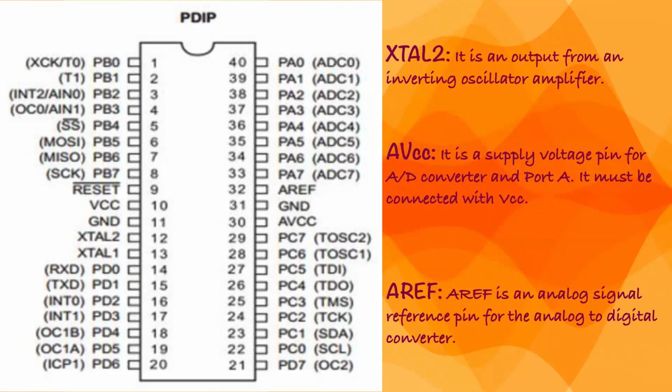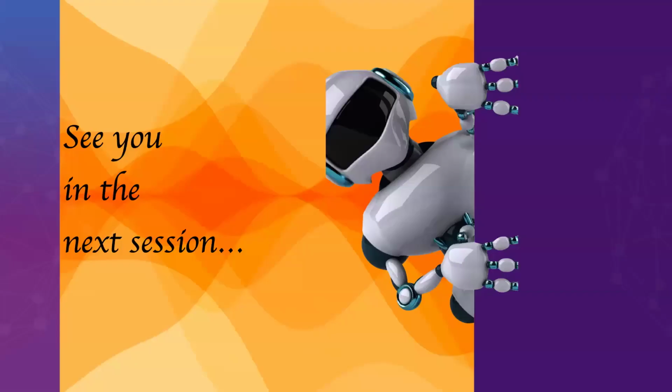Then comes AREF. That is the reference. It is an analog signal reference pin, as the name suggests, for the analog to digital converter. So these were the pin configurations basically. I hope you all have got my point. So why was this necessary? This is not a long session. It was a very short session.